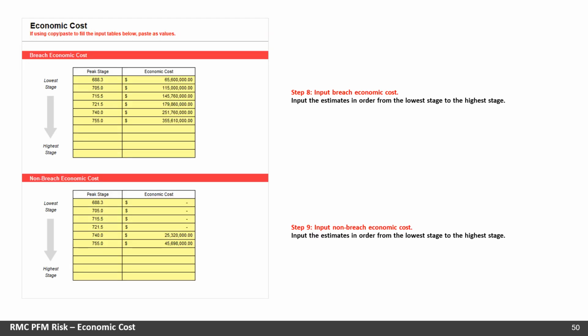Inputting the economic cost is also done in a similar fashion. The estimates for breach and non-breach are input in order from lowest stage to highest stage. Uncertainty in the economic cost is typically not considered, so there are no options for distributions. The peak stages for economic cost inputs should be the same as the peak stages for the life loss inputs from the prior worksheet.